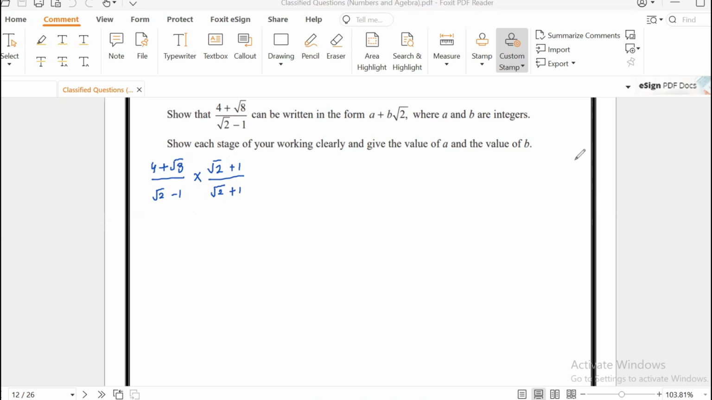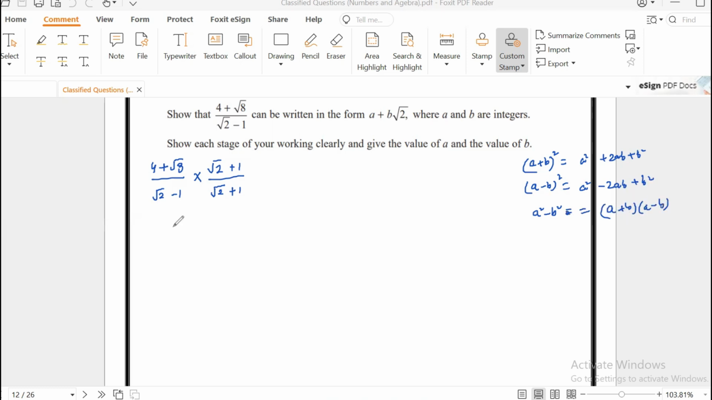And remember that we need a few formulas. a plus b whole square equals what, a minus b whole square equals what, and a square minus b square. So this formula is a square plus 2ab plus b square, and a minus b whole square is equal to a square minus 2ab plus b square. And lastly, we have (a plus b)(a minus b).